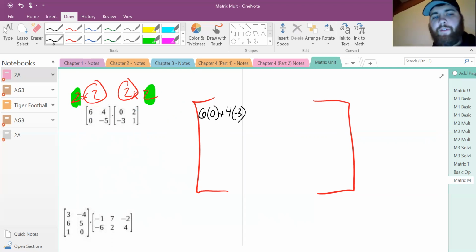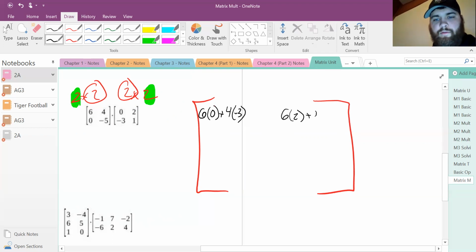Okay, so that's my first entry. So if I want to get my second entry in my first row of my resulting matrix, I take the first row and I multiply by the second column now. So now we have 6 times 2 plus 4 times 1. Boom.